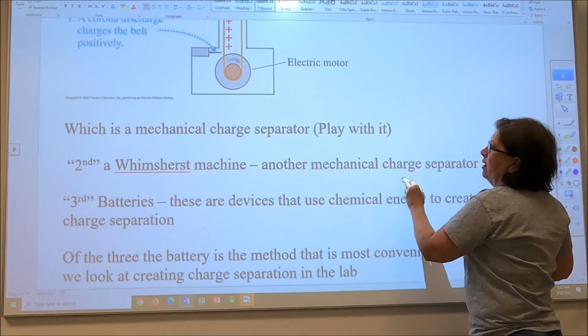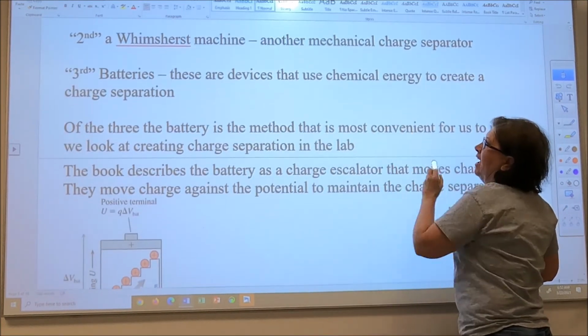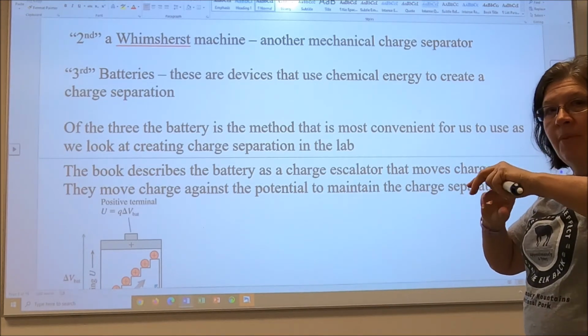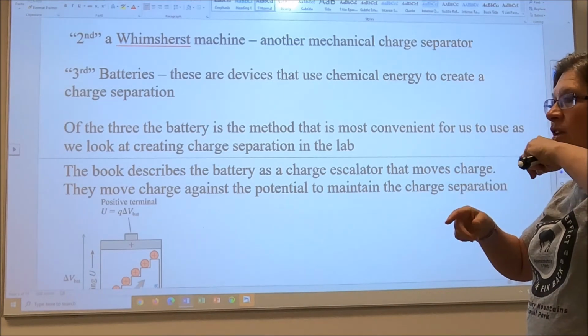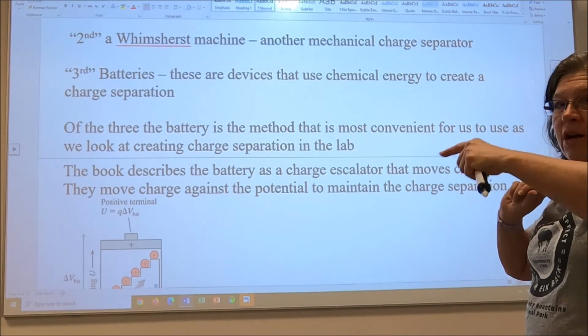Okay? So, there's also the Wimshurst machine. I'm also going to have this out for you to play with. It's another mechanical way to separate charge, and we do that by moving plates in opposite directions and using a combination of friction and metal conductors.